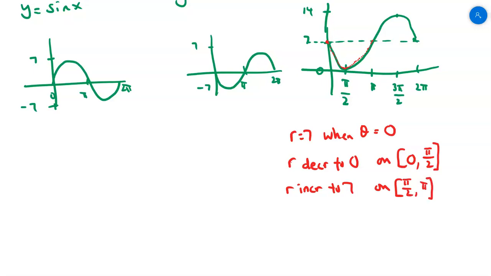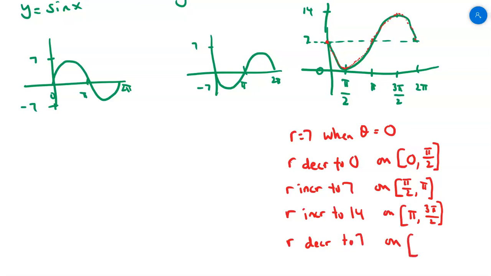All right, what's it do from there? It keeps going up, right? Keeps going up until it gets to 14. So the radius increases to 14 on the interval from pi to 3 pi over 2. After it gets to that maximum of 14, it starts coming down again. So the radius begins to decrease back to 7 on the interval from 3 pi over 2 to 2 pi. And because this is periodic, if I do it again, I'm just going to end up with the same thing, except it'll go from 2 pi to 4 pi, 4 pi to 6 pi, and so forth.